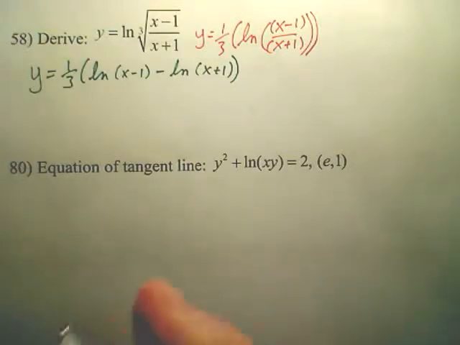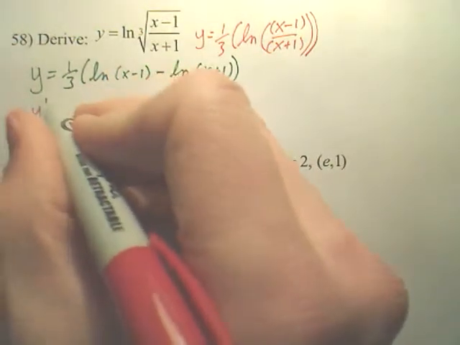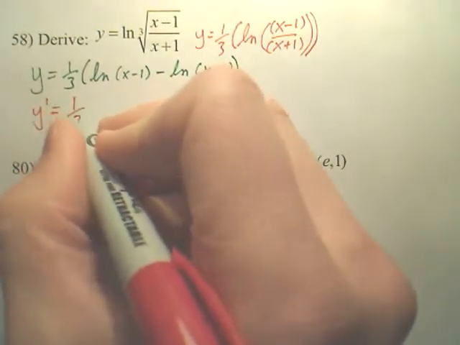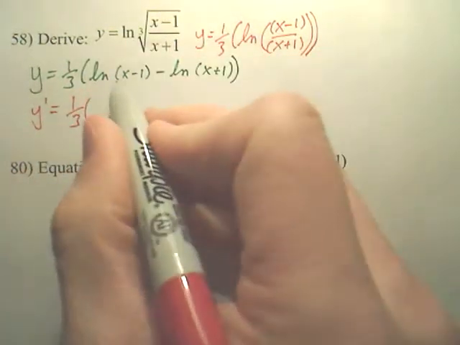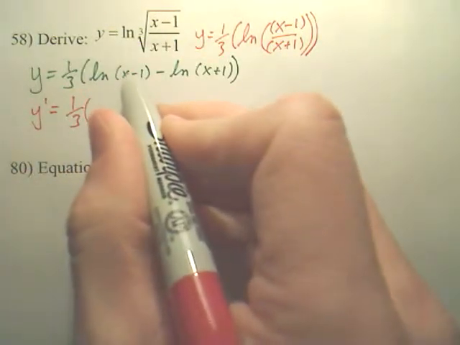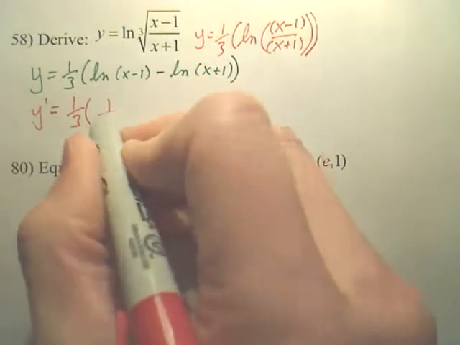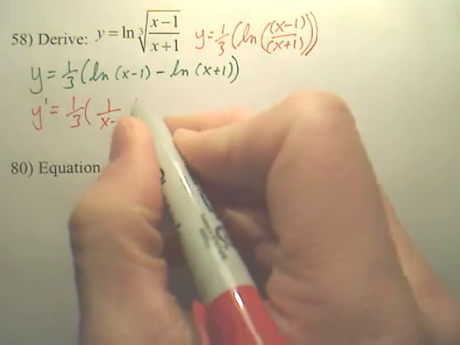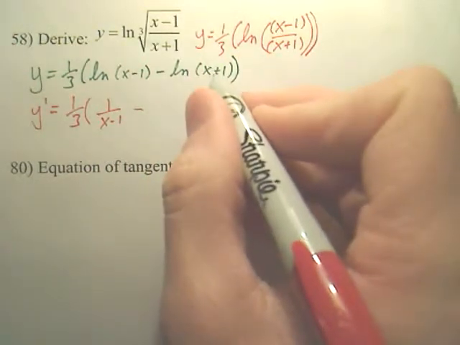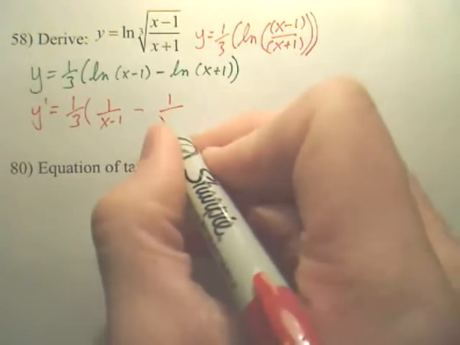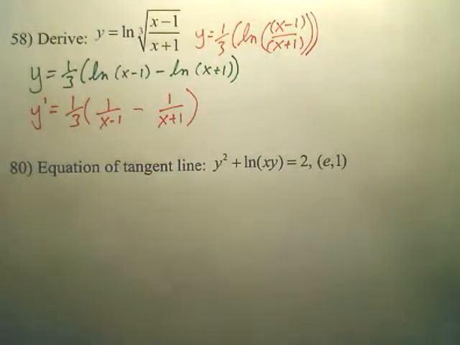Then, this is an easy derivative. I could take the 1/3, just leave it there. So y prime, leave the 1/3, and the derivative u prime over u, so the derivative of u would just be 1 over x minus 1, minus, the derivative of this is 1 again, over x plus 1, and that is your derivative.